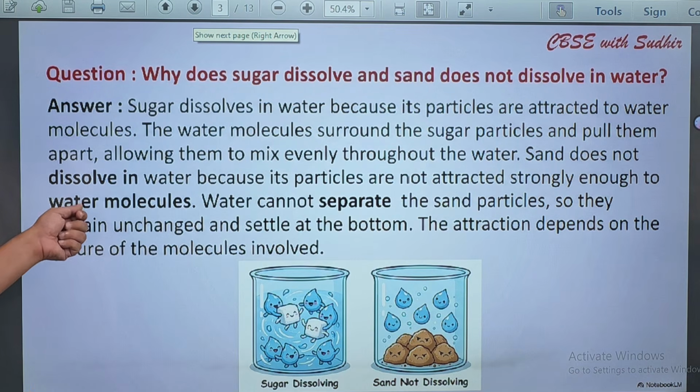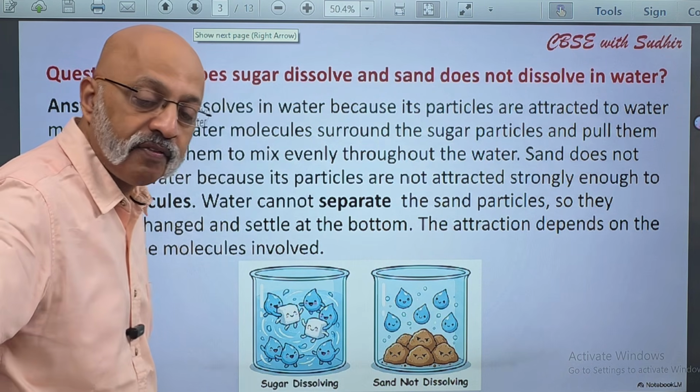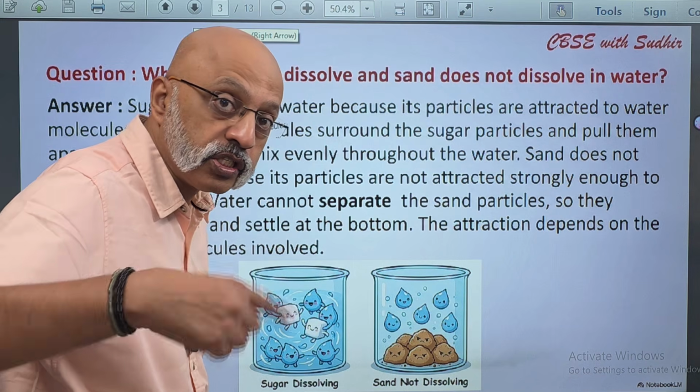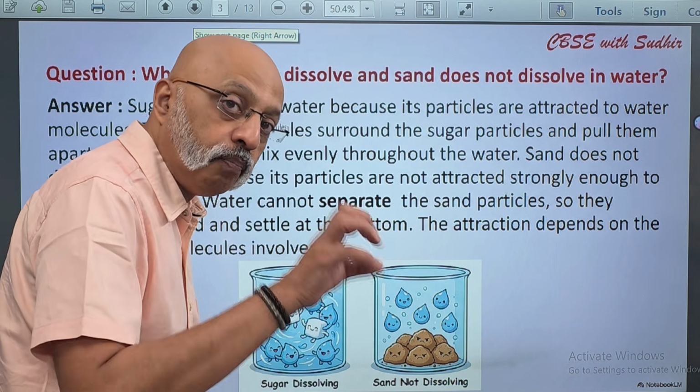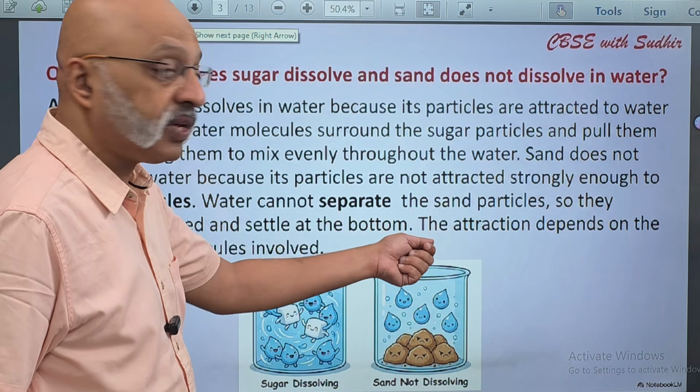In the case of sand, it does not dissolve in water because its particles are not attracted strongly enough to the water molecules. Water cannot separate the sand particles, so they remain unchanged and settle at the bottom. So sand, you will never find it being able to dissolve the way sugar can. It goes and deposits itself at the bottom of the glass, of the container.